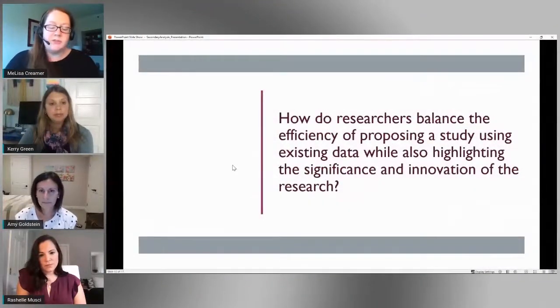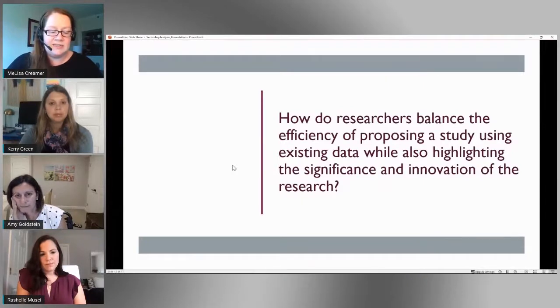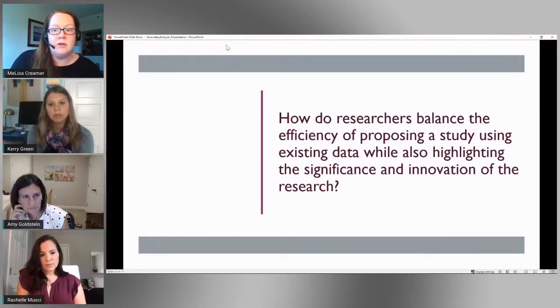So how do researchers balance the efficiency of proposing a study using existing data while also highlighting the significance and innovation of the research? I think we briefly touched on this, and Amy, you brought it up. So I'm wondering if Kerry and Rashelle, if you want to talk about how you've done this in your programs.